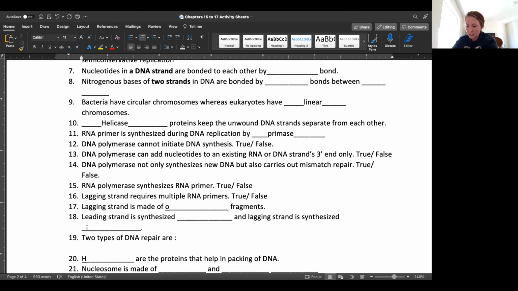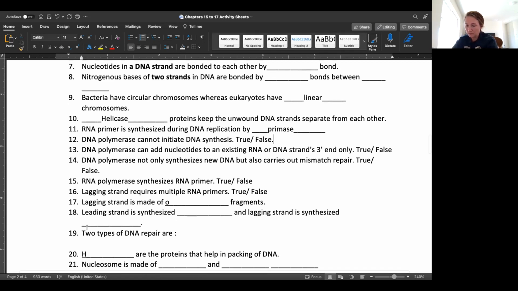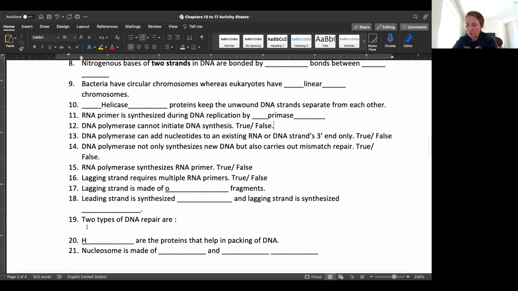Continue, Brittany, if you're okay. Number 12: DNA polymerase cannot initiate DNA synthesis, and that's true. Mhm. DNA polymerase can add nucleotides to an existing RNA or DNA strand, 3' end only. I put true.